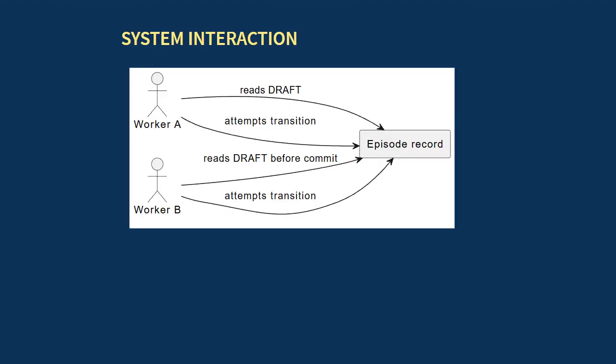In this interaction, workers A and B both attempt to read the same episode record. What risks does this present? If they operate concurrently without proper controls, they might read the same initial state and conflict in processing.